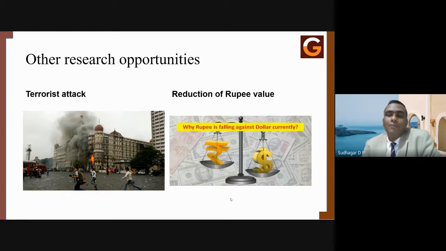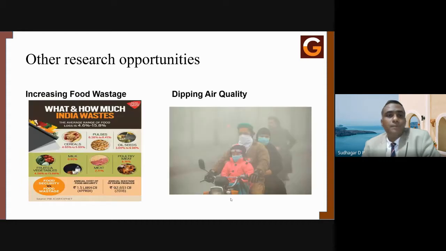Reduction of rupee value. We say as proud Indians, we say as a proud India, but how many of us know that our rupee value is slowly declining? So is it possible for us to come out with research to understand why the rupee is falling against the dollar and how it could be increased in the near future?